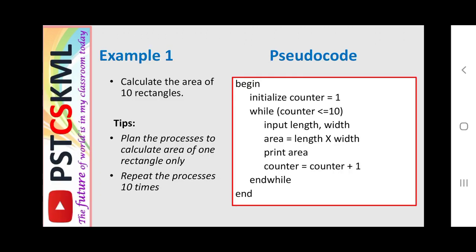Okay, so an example question: calculate the area of 10 rectangles. Begin. Initialize counter; our counter value starts from 1. While counter is less than or equal to 10, input length and width. Area equals length times width. Print area. Counter equals counter plus 1, which means the increment happens before we end the loop.